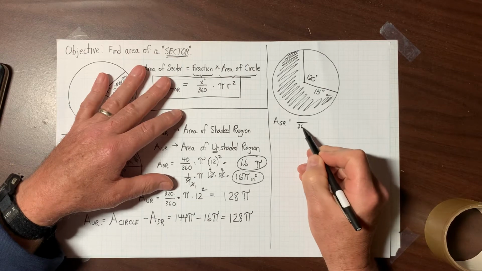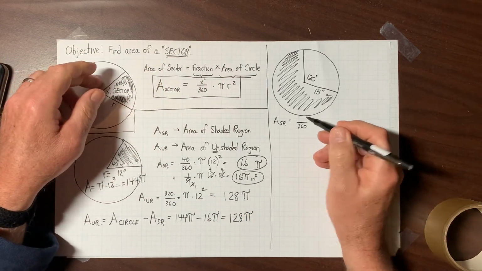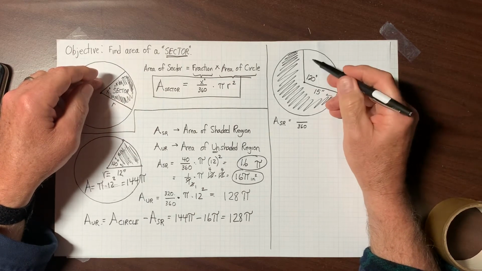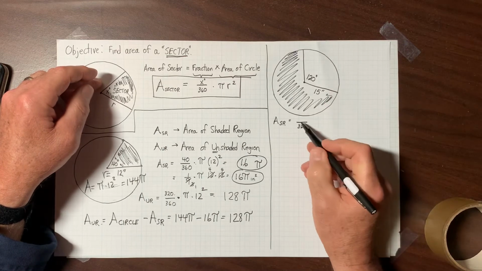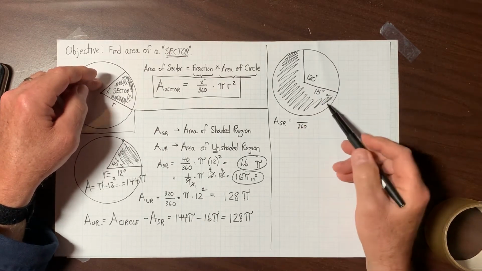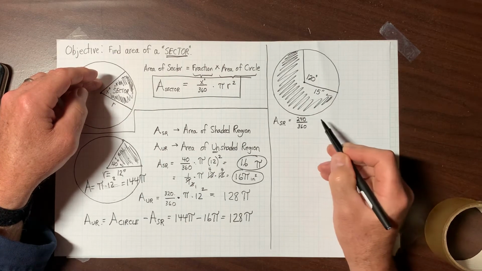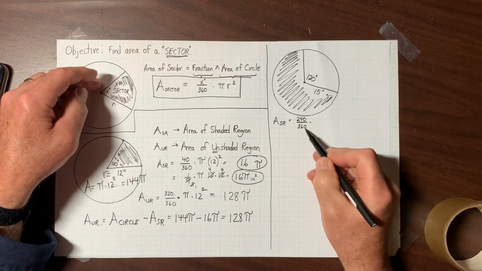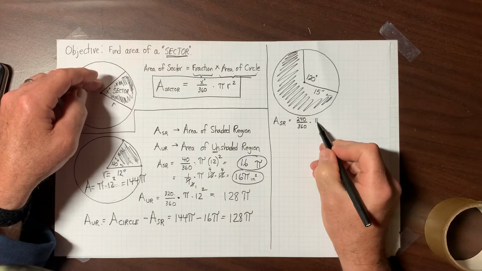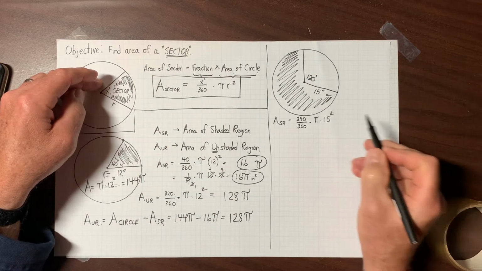You know 360 goes on the bottom here to get your fraction. But what number goes on top? Not the 120. 120 would be the degree measure for the unshaded. The number that has to go on top here would be the degree measure that corresponds to the shaded. And I hope that it makes sense that I'm going to put 240 there. And then I need to multiply that fraction by the area of the circle, which would be pi times the radius, which is 15 squared.